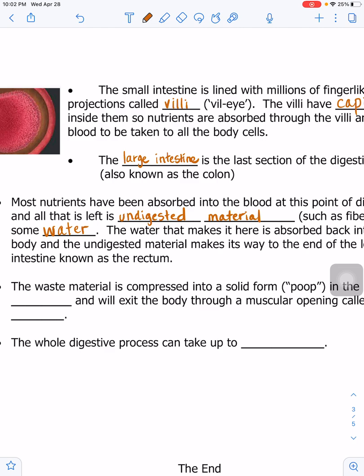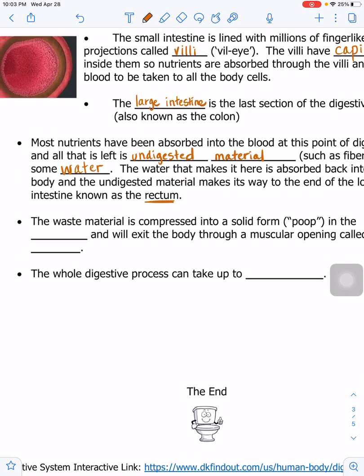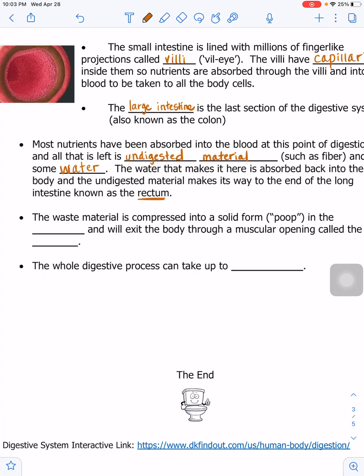And some water. Because our cells do need water, we want to take all the water we have in our bodies to be given to our cells. So if there is any water at this point, it's going to be absorbed back into the body, and all that's left is undigested material, and it makes its way to the end of the large intestine, known as the rectum. So the waste material is then compressed into a solid form. And yes, this is going to be your poop. It's in the rectum, like a holding tank for your solid waste.